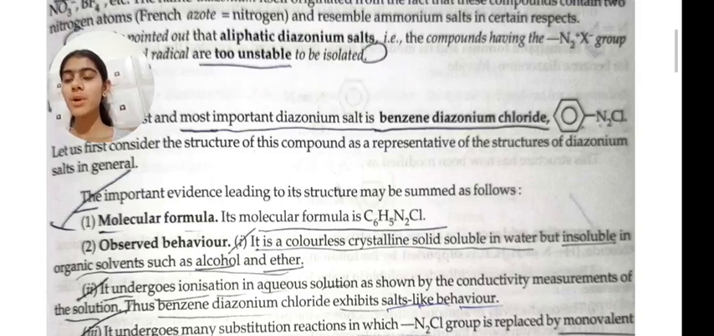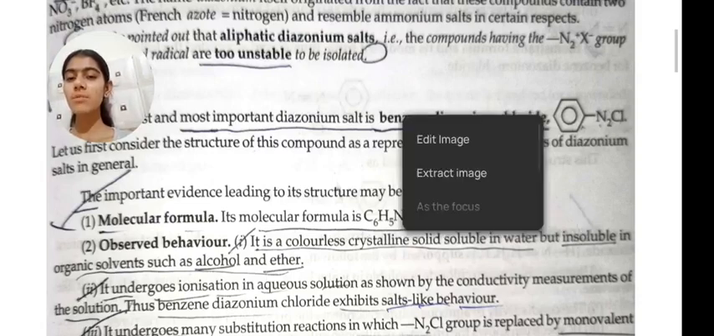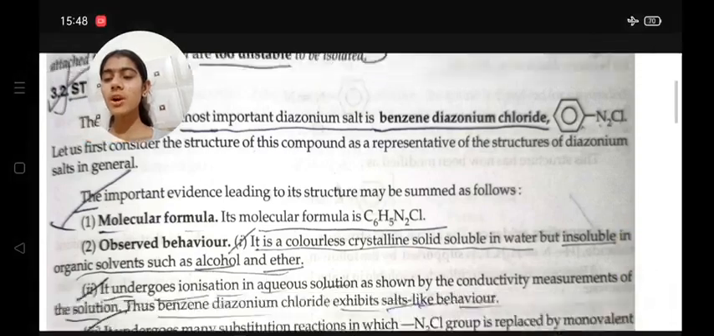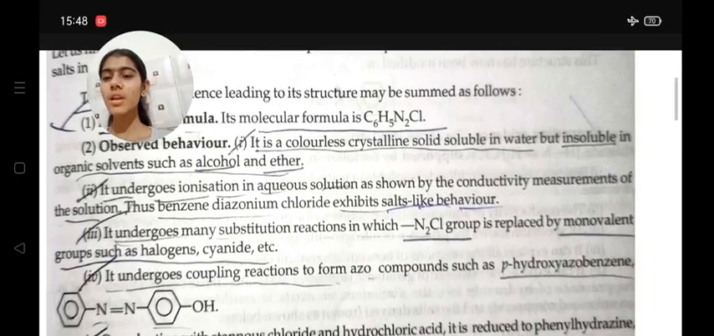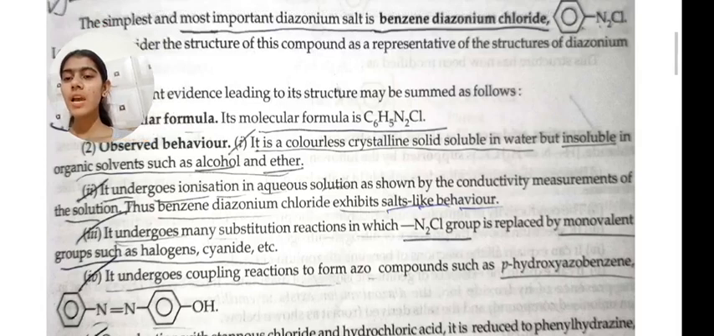First point, molecular formula. Its molecular formula is C6H5N2Cl. Second point, observed behavior. It is a colorless crystalline solid soluble in water but insoluble in organic solvents such as alcohol and ether. It undergoes ionization in aqueous solution as shown by the conductivity measurements of the solution. Thus, benzene diazonium chloride exhibits salt-like behavior.